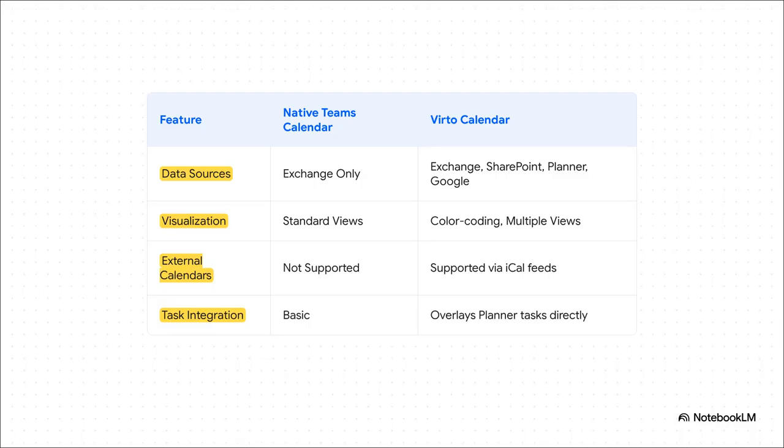And when you put them side by side, you can really see the difference. The regular Teams calendar can only see your Exchange calendar. That's it. But an app like Virto can pull in calendars from SharePoint, from Planner, even Google Calendar. It adds things like color coding and lets you overlay your tasks right on top of your schedule. It's basically a major upgrade.